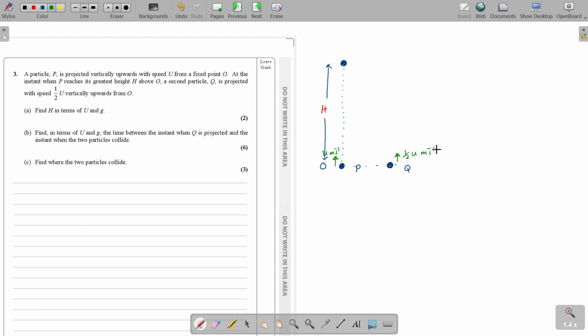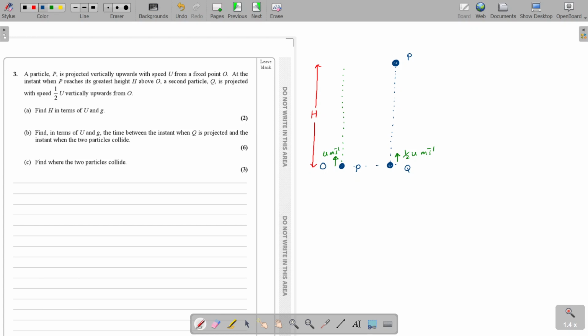Okay, so then find capital H in terms of U and G. Let me draw it like this. So this is the beginning, this is where P is. Starting at point O, P was projected, and when P is at the highest point, we immediately project another particle Q from below. So how do we find H in terms of U and G?